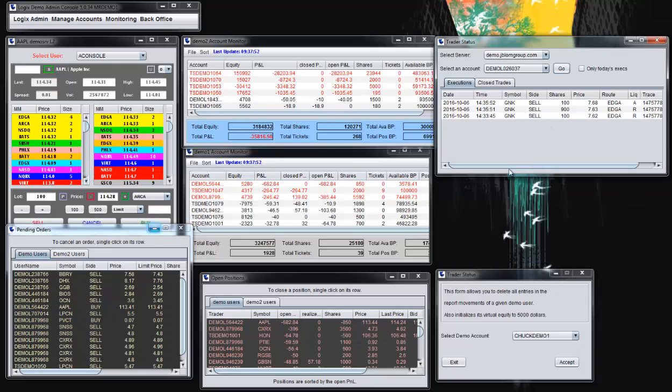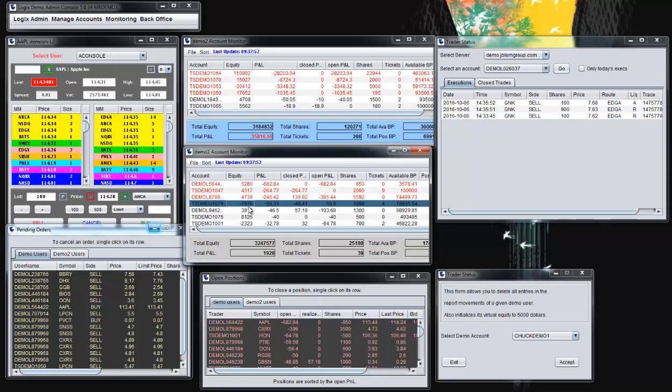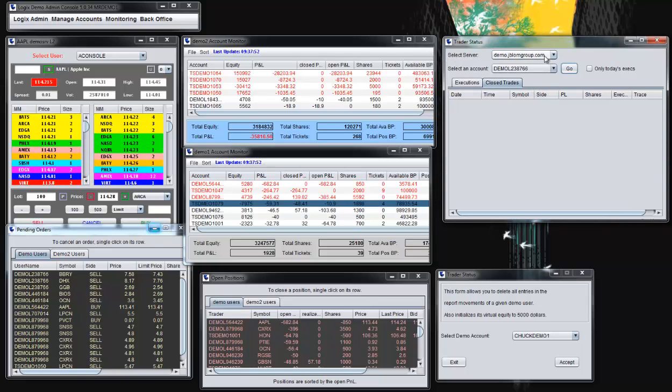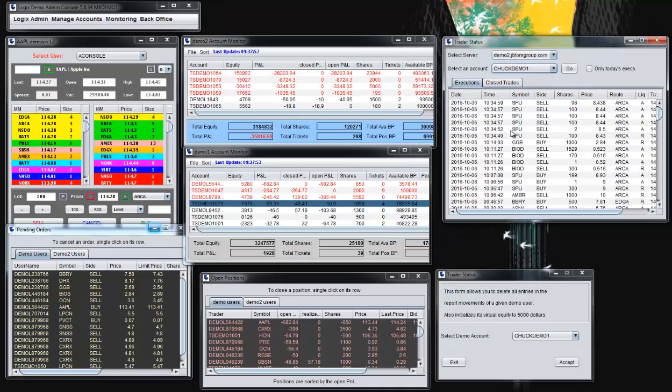Then you can see an individual's trade status. You'll see his today's executions, or his closed trades for the day. This has a couple of environments in there, a couple of clients that we have, but just for the sake of example, you can basically see certain people's executions for the day and so forth.